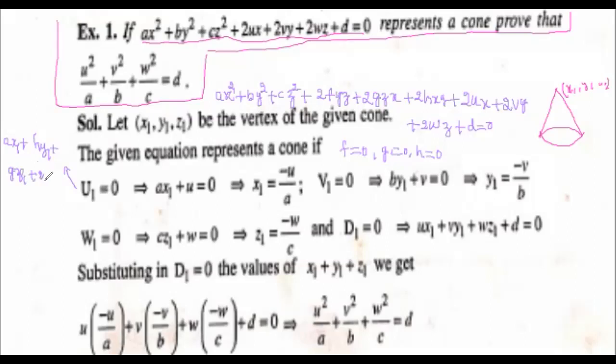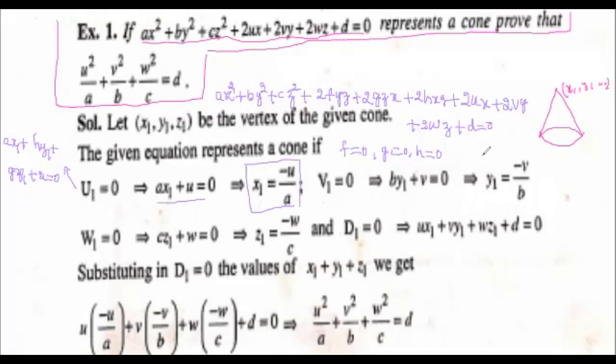But h is 0 here, and g is also 0. So what do you get? That is nothing but ax1. I need not write it down because it is already there. So we get ax1 plus u equal to 0. In other words, x1 becomes minus u by a. Similarly, we can easily see y1 equal to minus v by b.